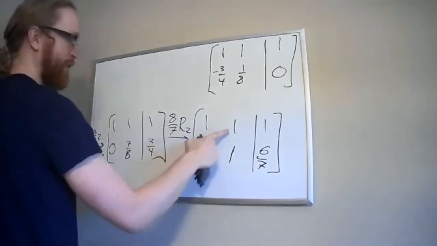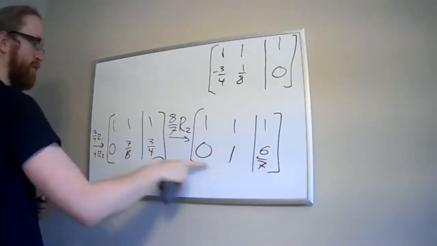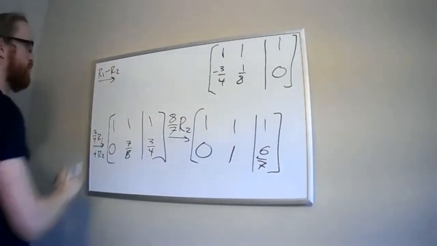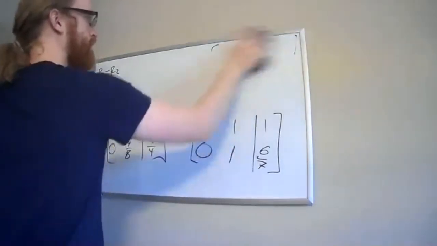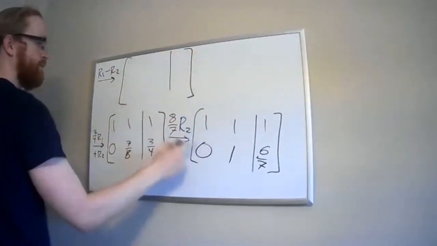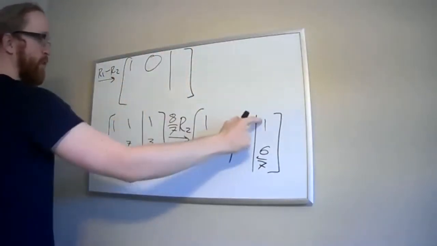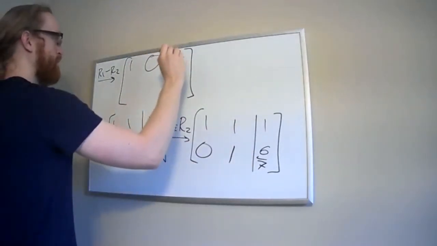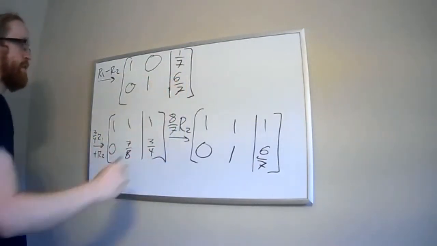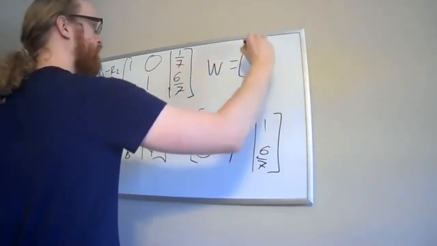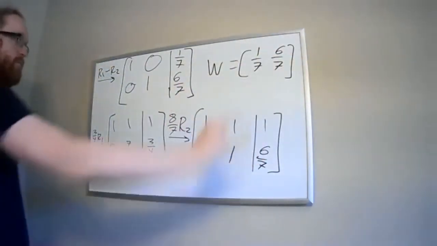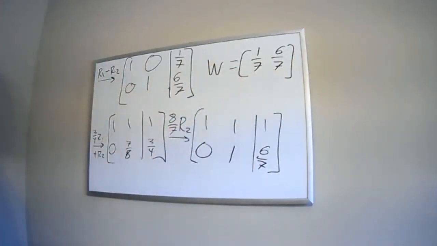And so how do I get that? Well, I already have 1 and 1, so I'm just going to take -1 times the second row and add it to the top row. So basically it's row 1 minus row 2, if you will. And what happens? Well, we get 1, we get 0, and then what's 1 minus 6/7? Well, it's 1/7. And I'm done. So this tells me then that W is 1/7 and 6/7. These both add up to 1, so that's good. It looks like we're probably correct.